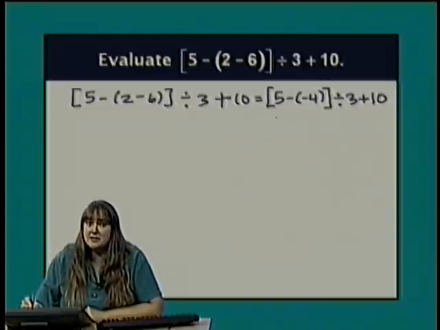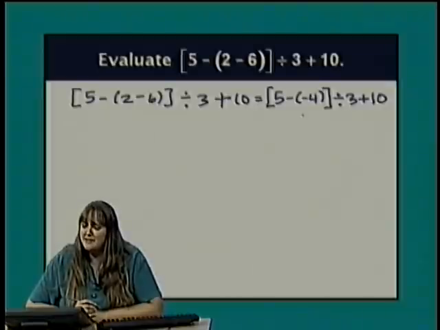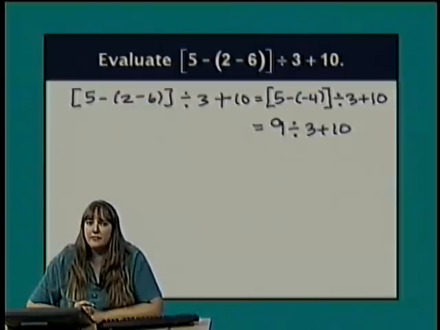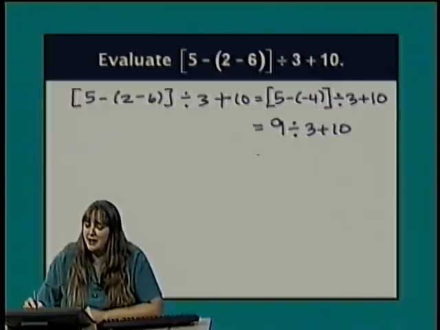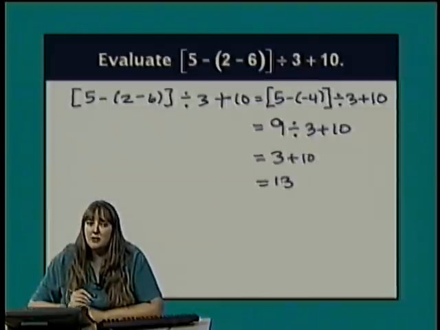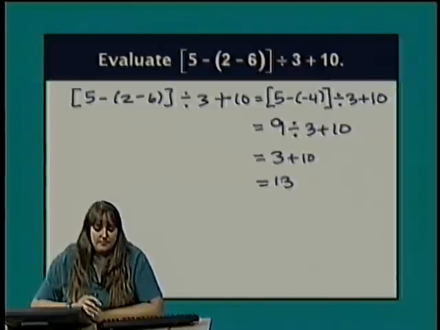I still have grouping symbols, so I still need to work the grouping symbols before anything else in this problem. I have 5 minus negative 4. This is the same as 5 plus the opposite of 4, or just 5 plus 4. That's 9, divided by 3 plus 10. Division comes before addition in the order of operations, so I'll divide 9 by 3. That leaves 3, and I still have to add 10. So I get 13 for the final answer.